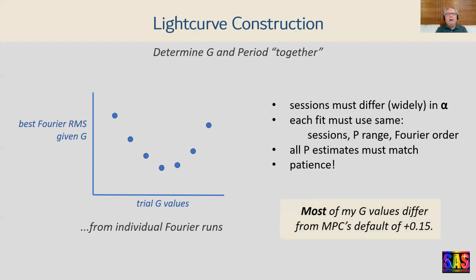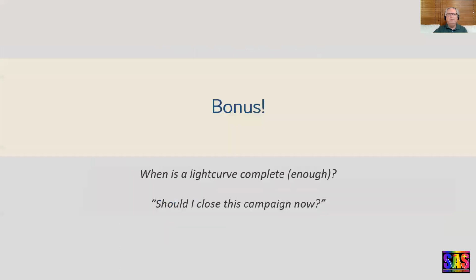With the result that when I determine G values, most of them differ from the Minor Planet Center's stated default of 0.15. Most of them differ. So 0.15 is a fine default to use when you're just getting started with a new light curve and you have no other G value to work with, but you'll find that after your light curve is perhaps half completed, you need to start looking for that G value as you build your light curve.